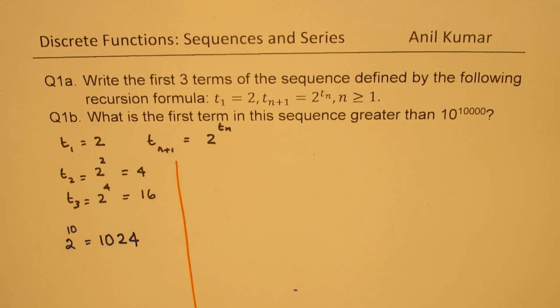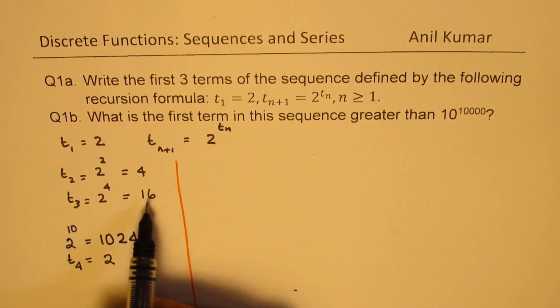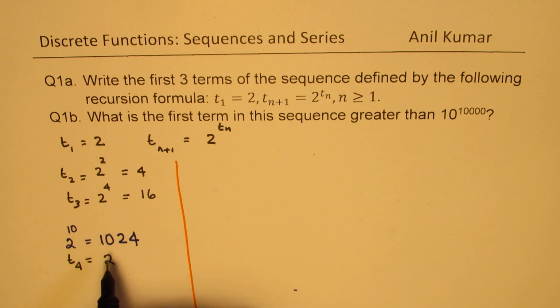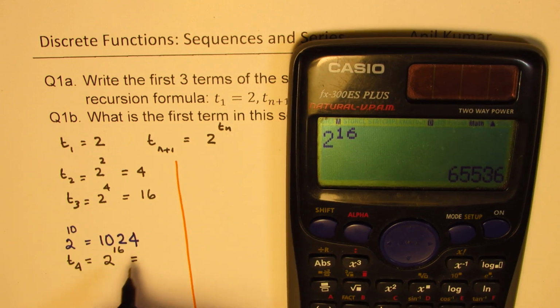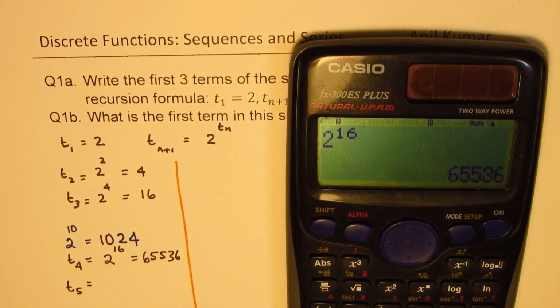Now how do we do it? We have already found three terms. Let's find the fourth and the fifth term. So T4 will be what? It will be 2 to the power of 16, right? Previous term as the power, 2 to the power of 16. How much is that equal to? Let's calculate. 2 to the power of 16 is equal to 65536.